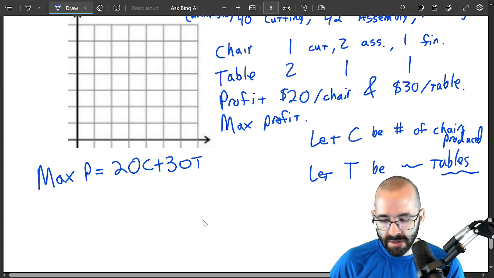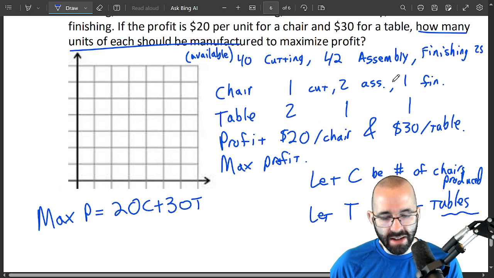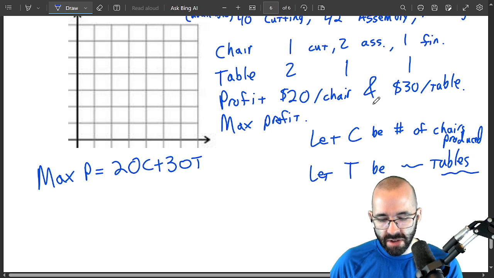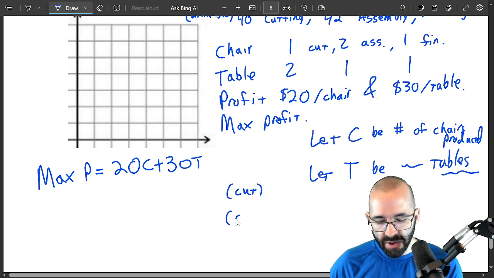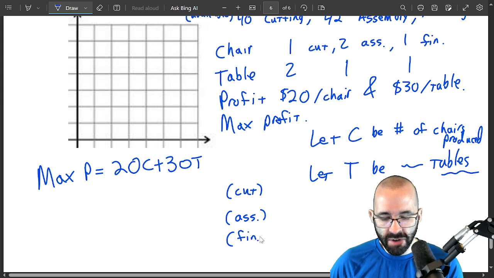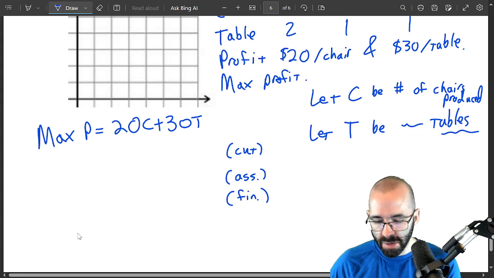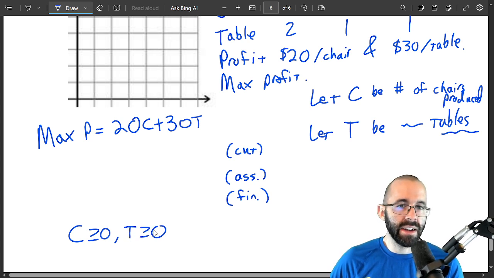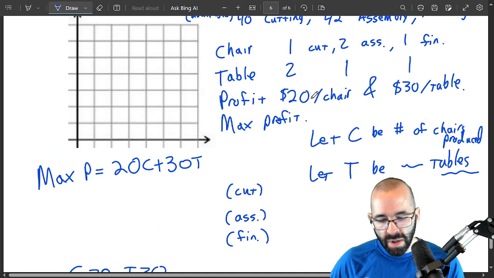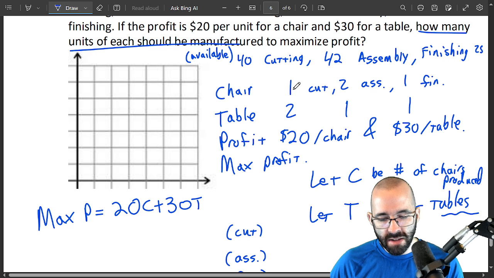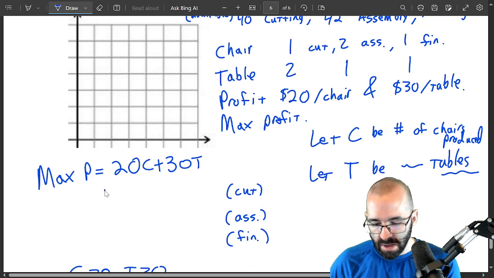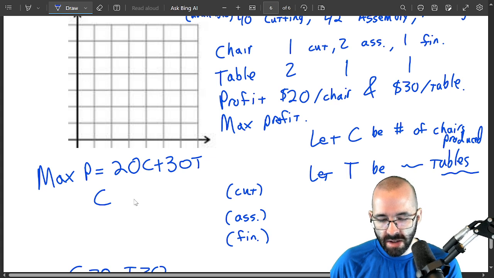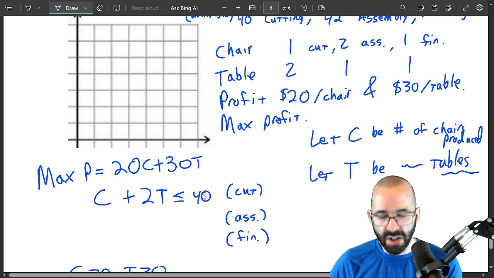Step 3, constraints. All right, so we need the constraints. Well, that's going to be the hours of cutting and assembly and finishing. And we'll also assume that chairs and tables have to be non-negative. So we have 40 available for cutting. A chair takes 1 hour. We have 1C. And a table takes 2 hours, so 2T. We can't use up more than our 40 available hours for cutting.